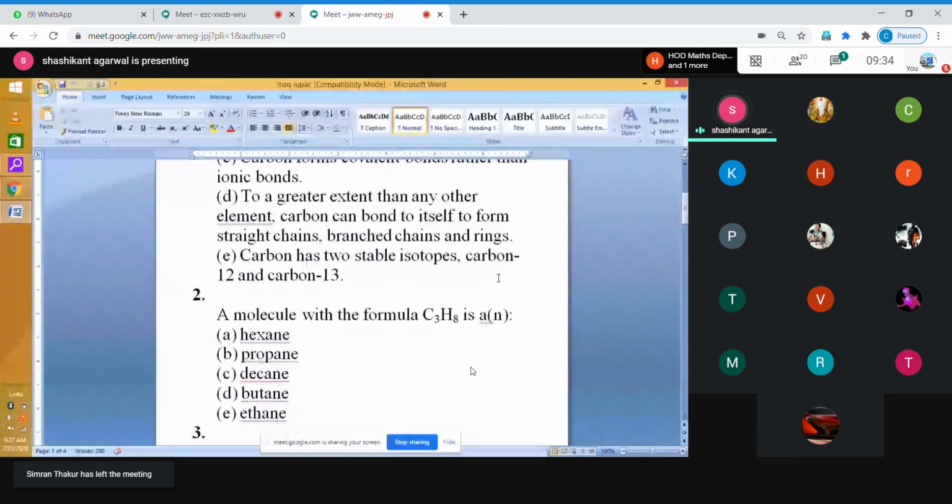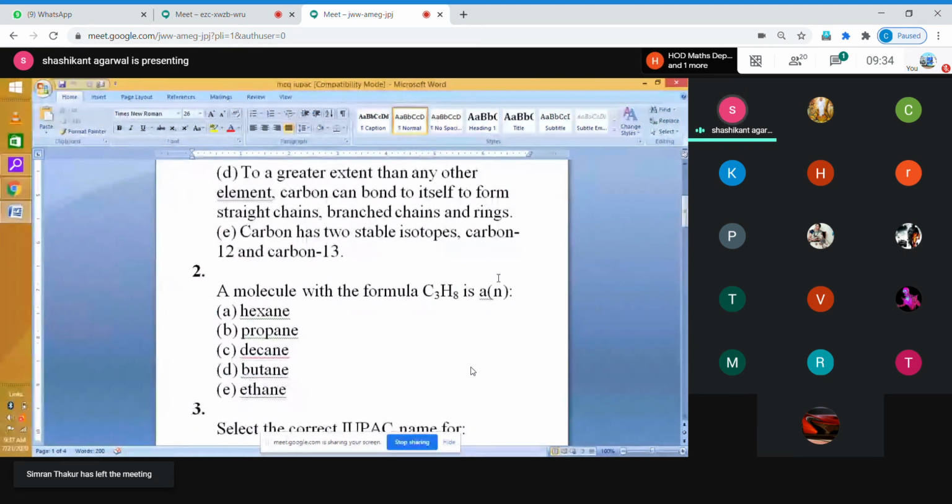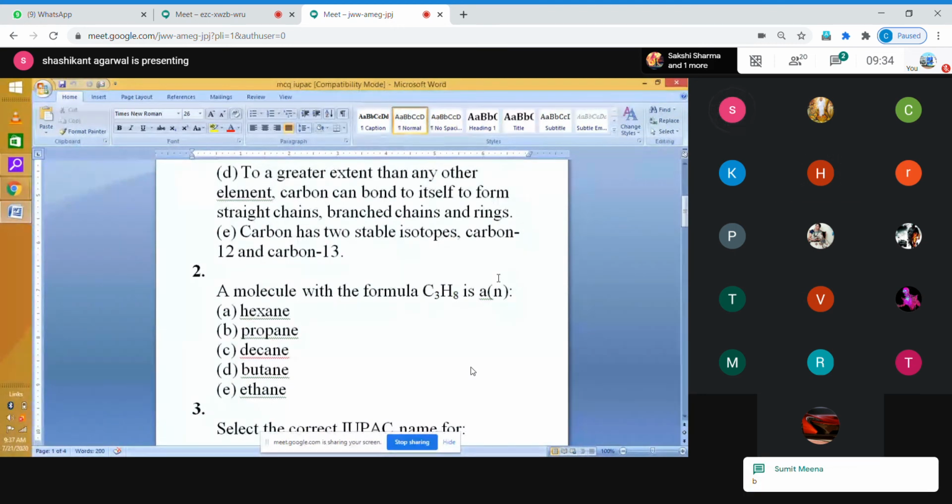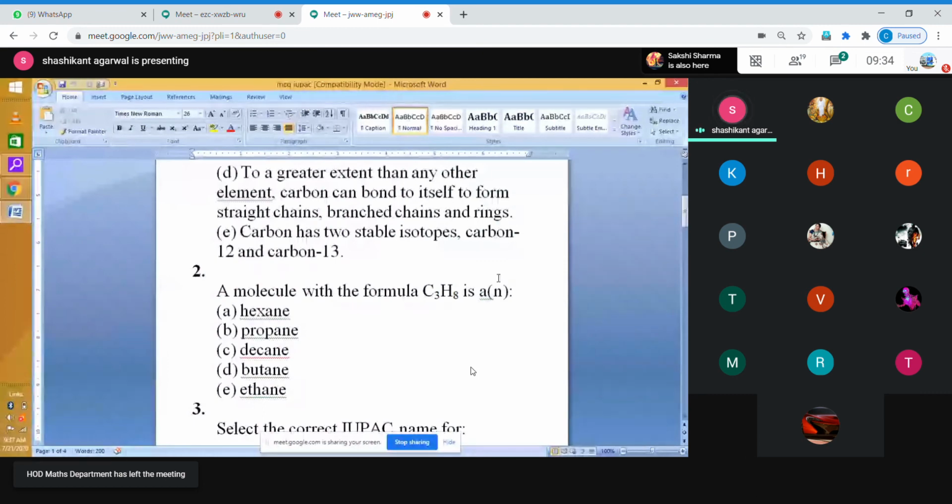A molecule with molecular formula C3H8 is... Sir, it's propane. B. Propane. Okay. Is this correct? Propane. Yes, because you can see the number of carbon over here is C3, and according to the formula CnH2n+2 rule, it is C3H8. So 100% correct, that is propane.